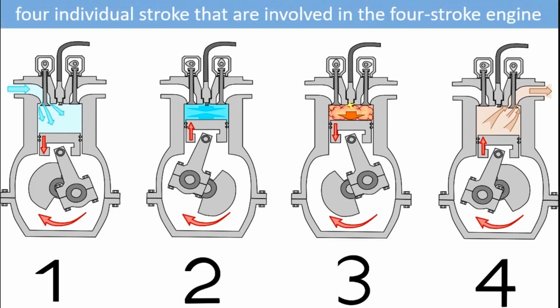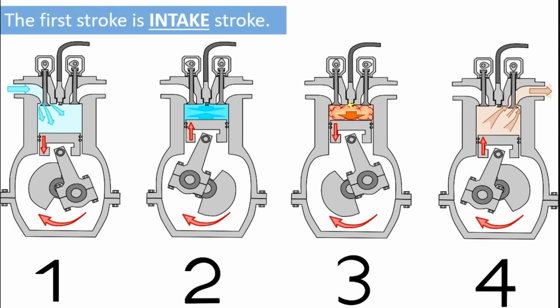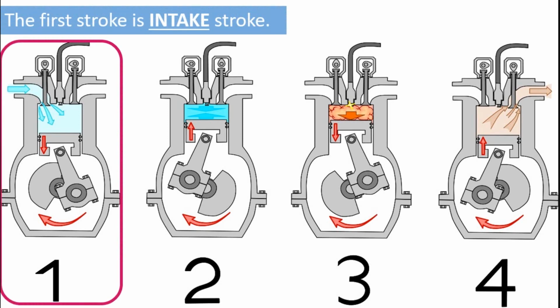Here are the 4 individual strokes that are involved in the 4-stroke process. The first stroke is intake stroke. The process of operating an engine begins with the intake stroke, where the piston is pulled in a downward direction. This allows a mixture of fuel and air to enter the combustion chamber through the intake valve. During the starting process, power to complete the intake stroke is supplied by the starter motor, which is an electric motor attached to the flywheel, which spins the crankshaft and moves each individual cylinder.